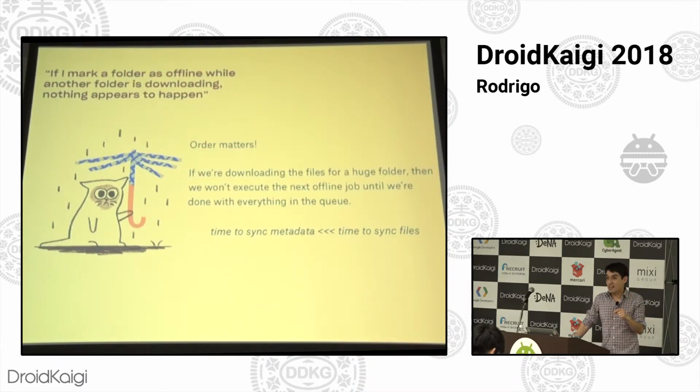Order matters. So the first thing that you want to do is download all of the metadata, right? Because that's what allows you to show global progress. And it's kind of intuition that the time to sync the metadata is going to take way less than the time to sync the actual files. So metadata syncing should be relatively cheap compared to downloading actual files.